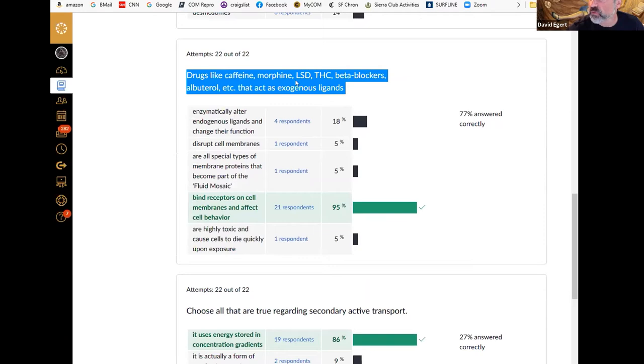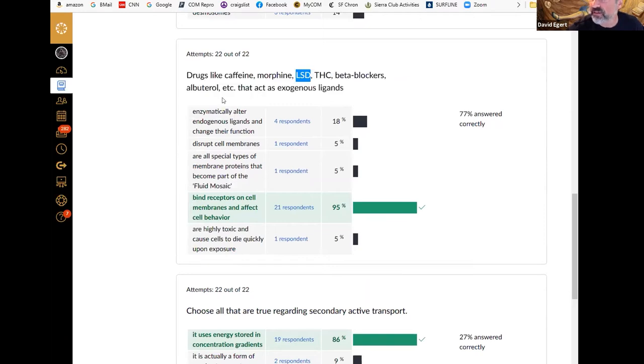Drugs like caffeine, morphine, LSD, THC, all these things, again, they can bind receptors and affect the cell behavior. And the reason they can do that is because they trick the receptor into binding because they look a lot like the naturally occurring ligand.